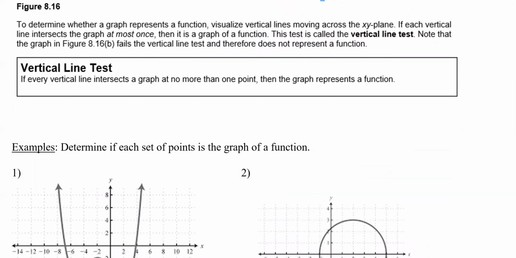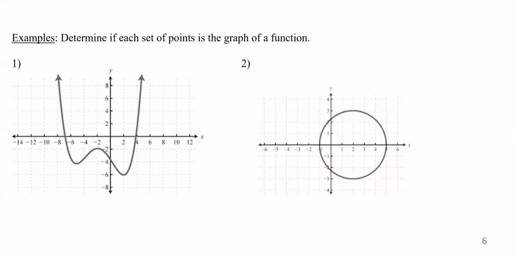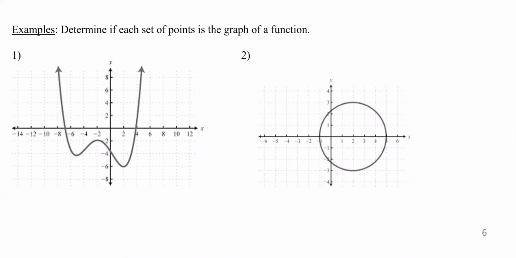So vertical line test, if every vertical line intersects a graph at no more than 1 point, then the graph represents a function. So if you can draw a vertical line and cross the graph in one place, then it is a function. So number 1 would be yes, this graph is a function. But number 2 is no. We can draw infinitely many vertical lines and we'll cross the graph in two places. So this is not a function.